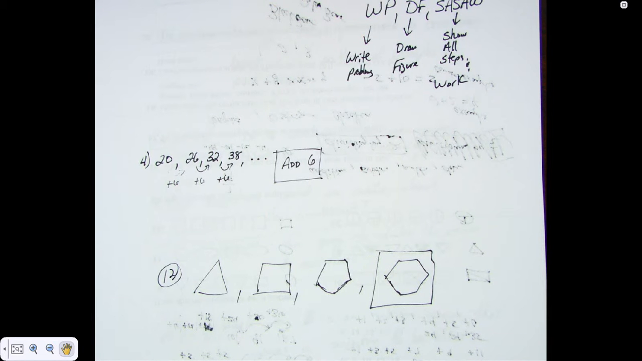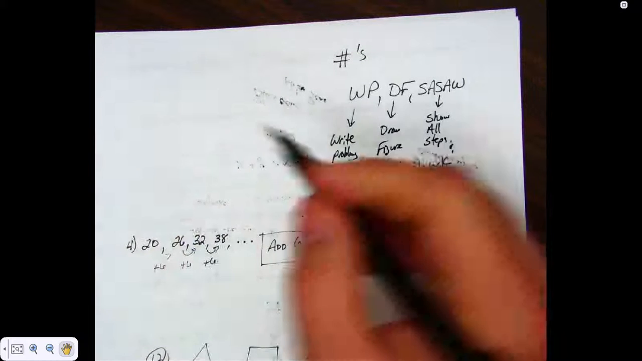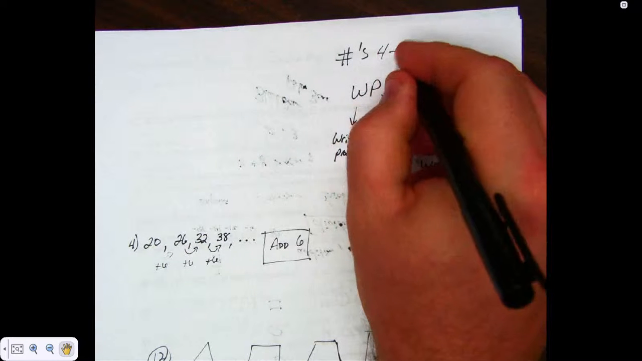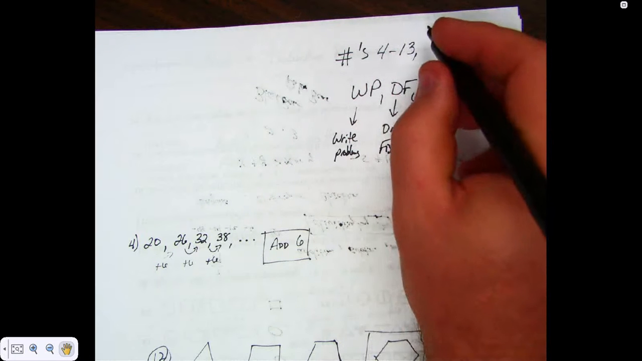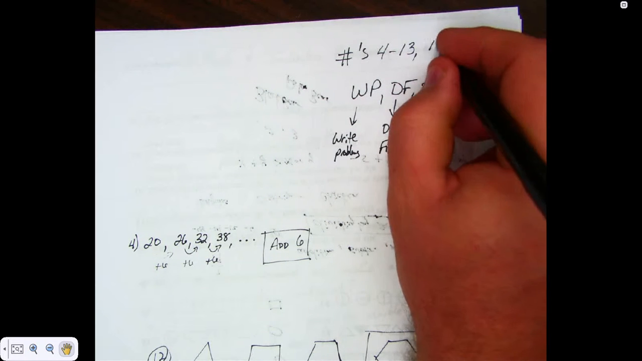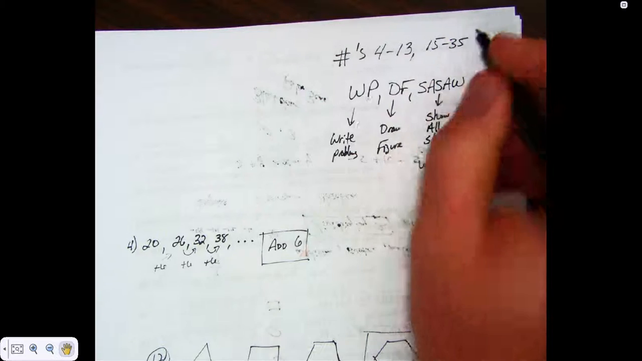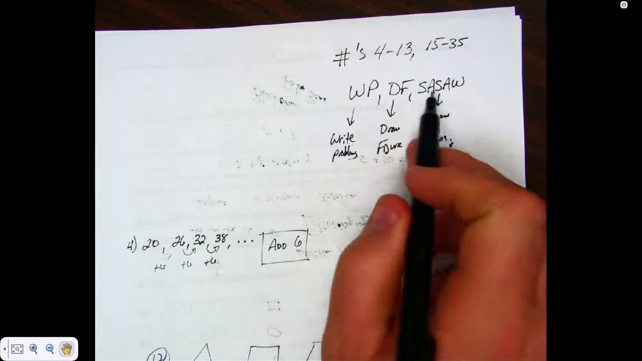Now, the assignment is numbers 4 through 13, 15 through 35. Write problems, draw figures, show all steps in work.